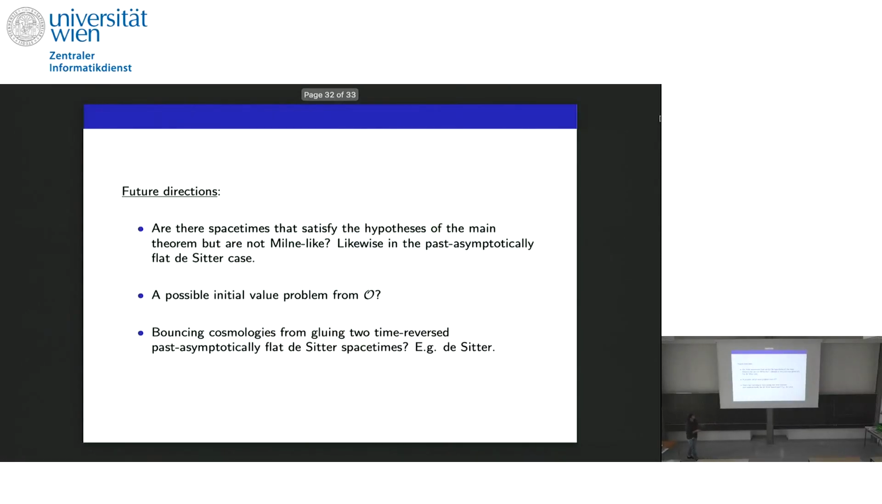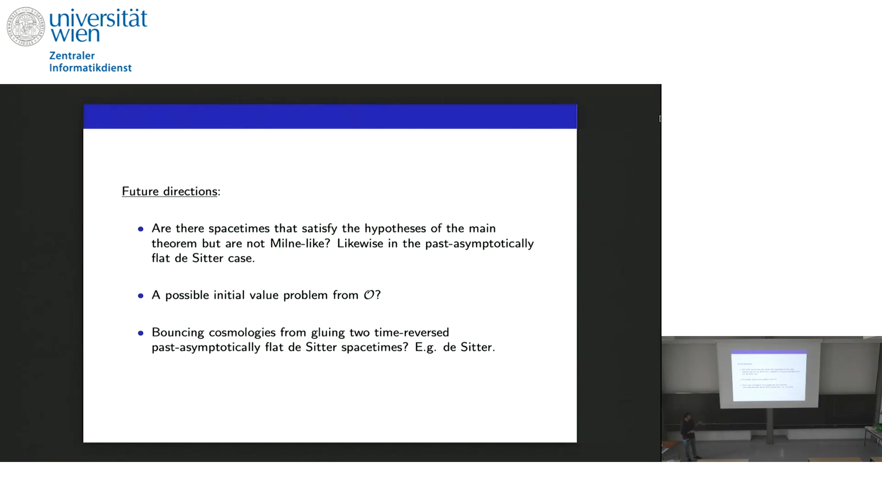Okay, so here are some future directions. Are there spacetimes that satisfy the hypotheses of the main theorem but are not Milne-like? And likewise with the past asymptotically de Sitter case. So I make this big spiel, right? I'm doing this for non-homogeneous, non-isotropic spacetimes, but I haven't actually found one that is not Milne-like or not exactly de Sitter. So I need to find one before I can say anything great.